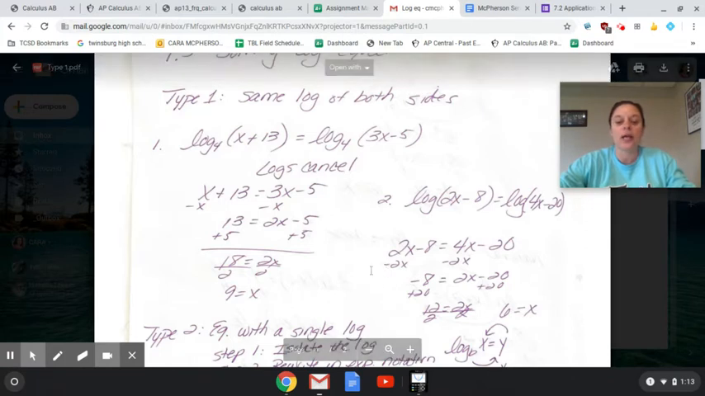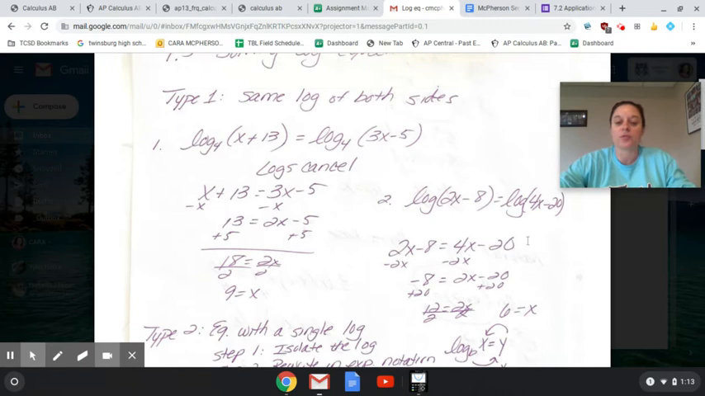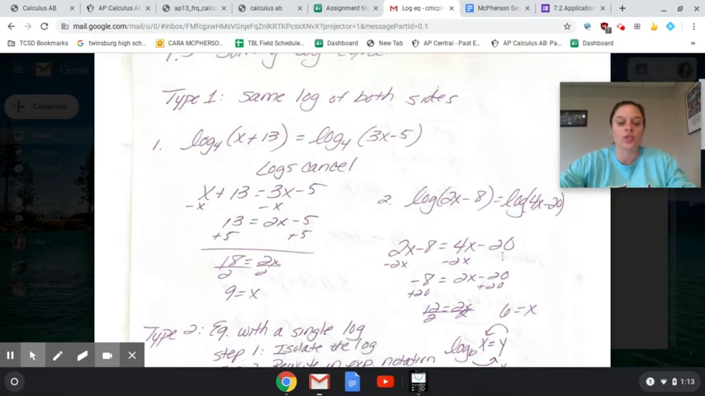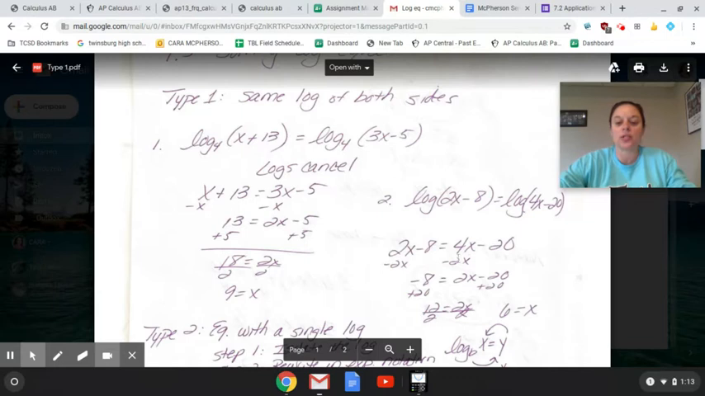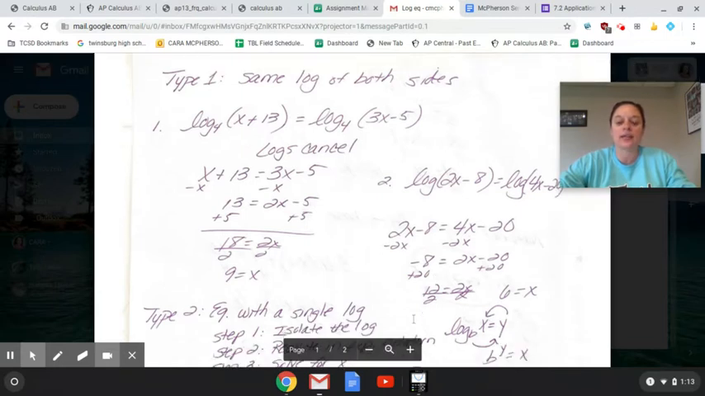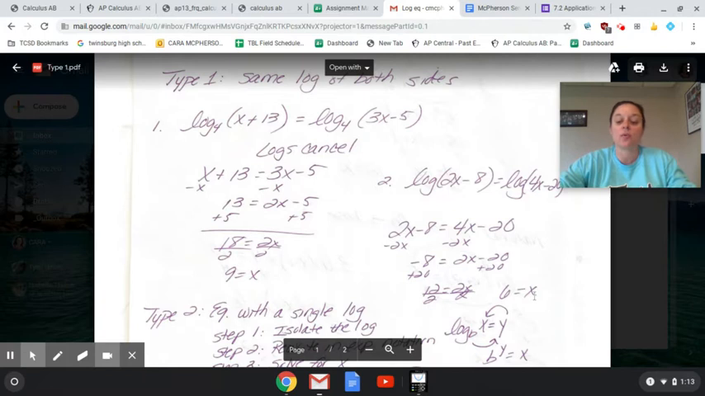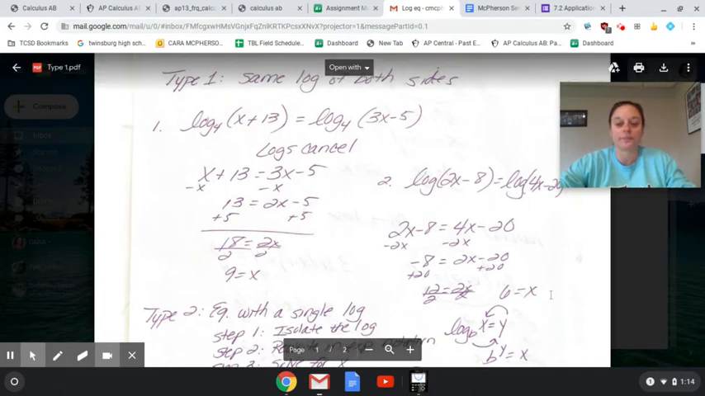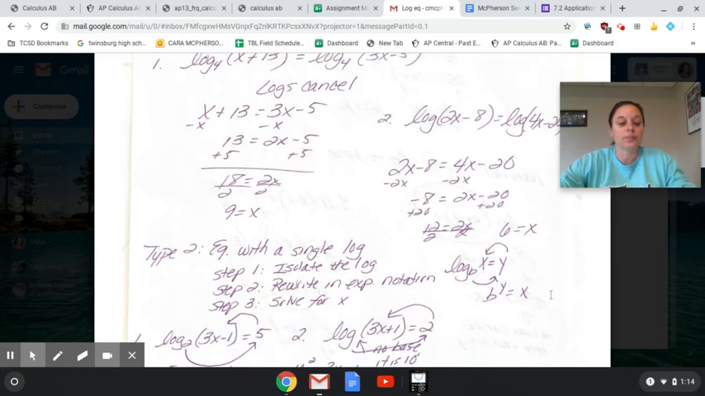They drop away, and you're left with 2x minus 8 equals 4x minus 20. And then you go about whatever steps you want to take to solve that. It can usually be done a couple ways. I subtracted 2x on both sides, added 20 on both sides, and then finally divided by 2 to get my answer of 6. And if I want to check and see it's right, I can put the 6 back into the original problem. So that was the first type.